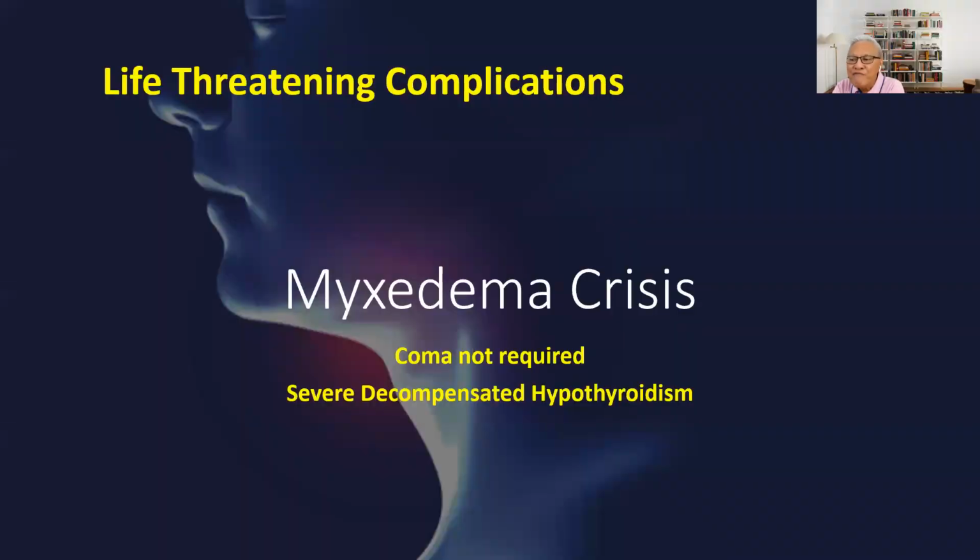So when there is a severe decrease in your thyroid hormones, then we have a life-threatening condition. And this is going to be what is known as myxedema crisis. Most patients do not become comatose, and therefore it used to be called myxedema coma. But because of this evidence that we have found that most patients do not become comatose, the term myxedema coma has been replaced with myxedema crisis. So myxedema crisis is a medical emergency.